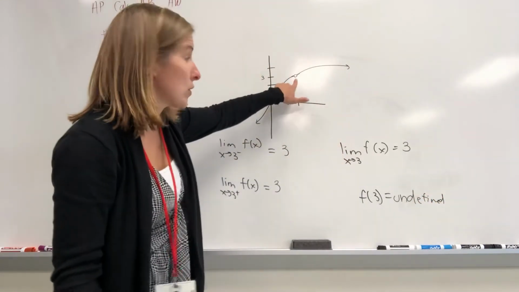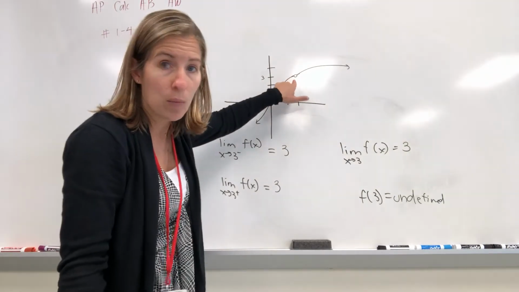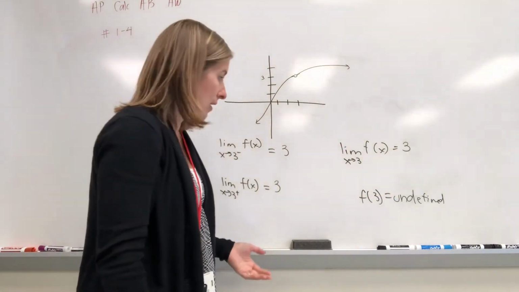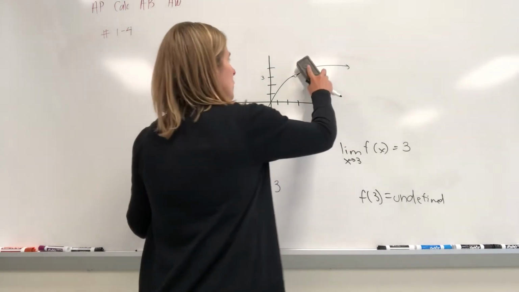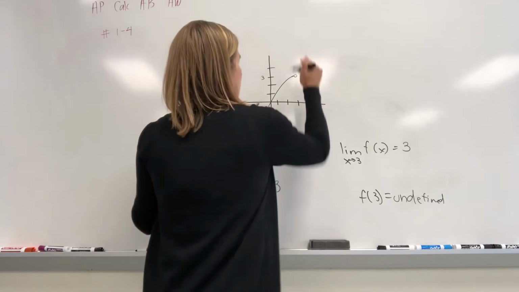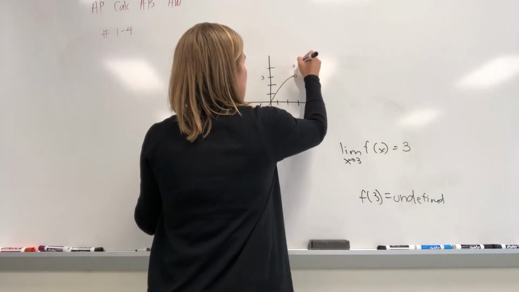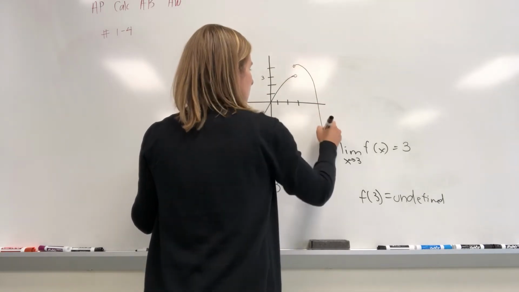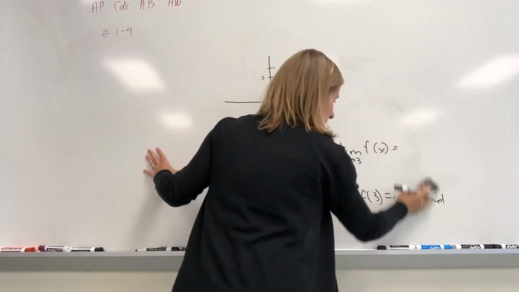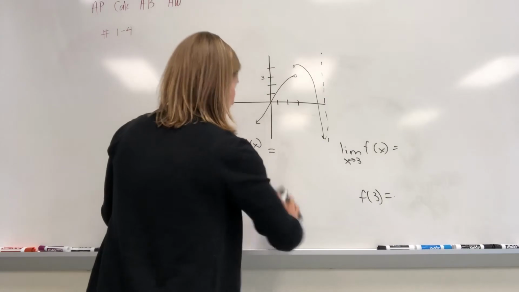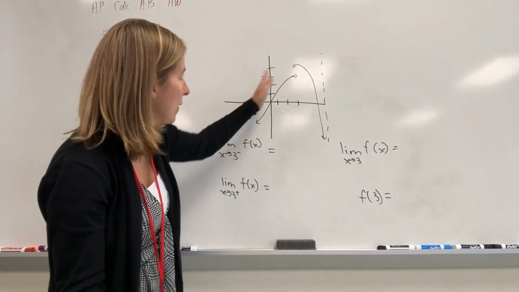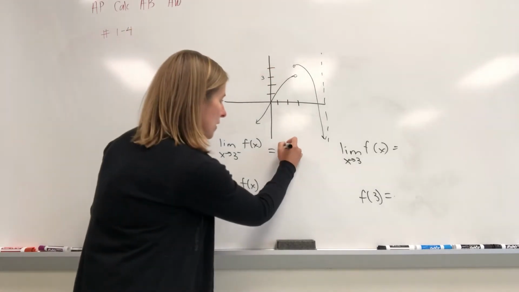When there's not a y value there, that y value is technically undefined. It's not defined to be anything. So let's just look at another situation here. Now let's say, I've changed the graph just a bit. So now let's look, what is the limit as x approaches 3 from the left? Well, that will still be 3.